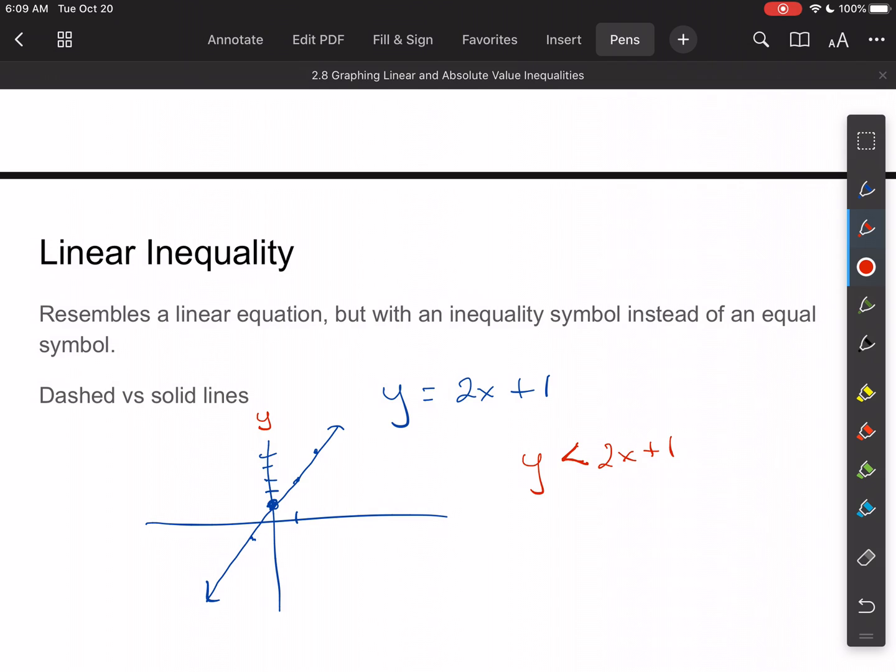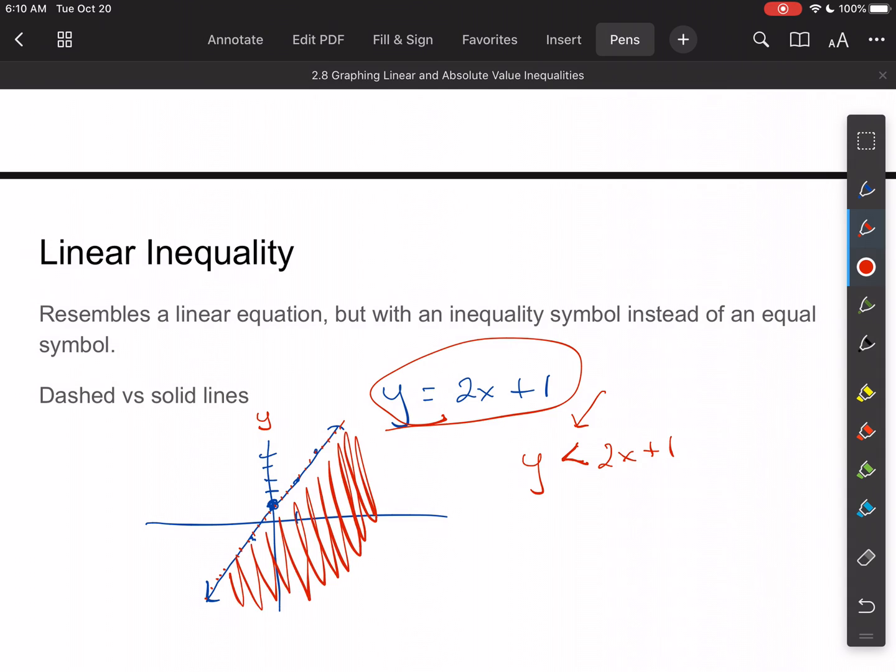We begin by doing exactly what we did here, but we have a dotted line instead of a solid line, since this is not "or equal to." It's just less than. And we'll do a lot more of these, so don't worry if you don't get this right now. Then it says the y values are less than this line, so we shade all of this. The shading, along with that dotted line, is your answer.